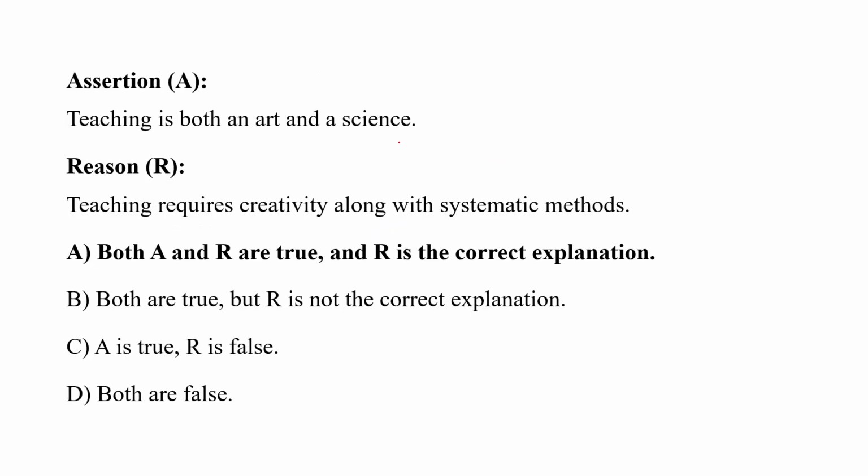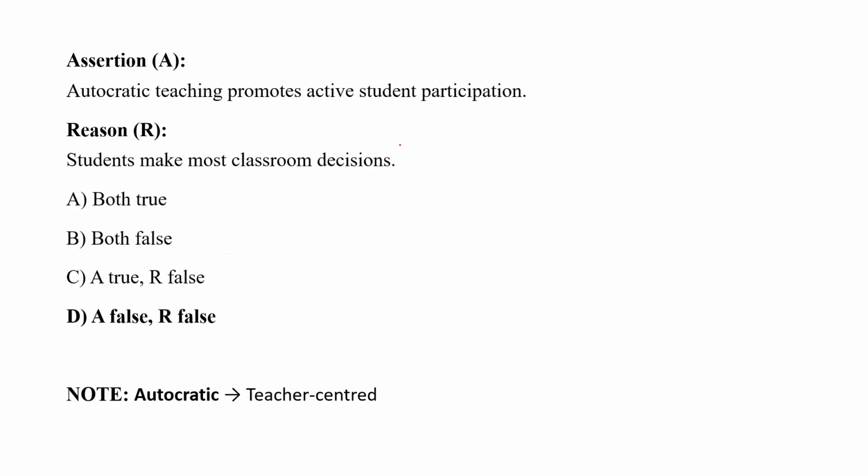And an assertion based question: teaching is both art and science. The reason: teaching requires creativity along with systematic methods. Yes, we have seen yesterday why we say it is both science and art. So both are correct and the explanation is correct. We need creativity as a teacher. Whenever we give a demonstration, we have to create everything; creativity is important. Systematic methods we need to follow.